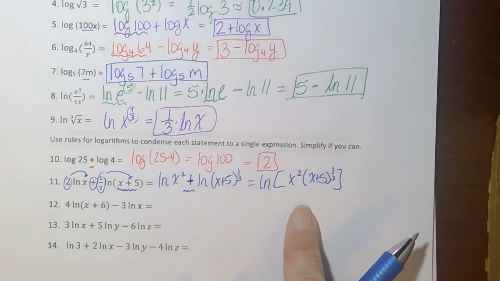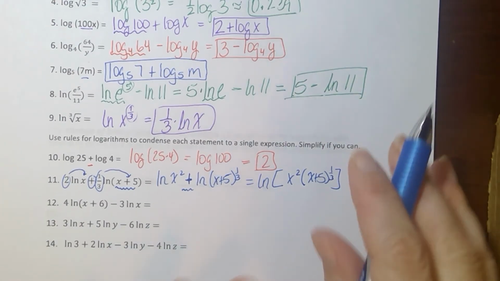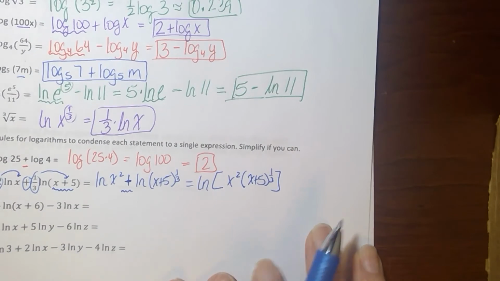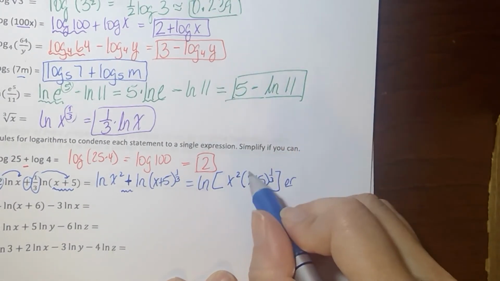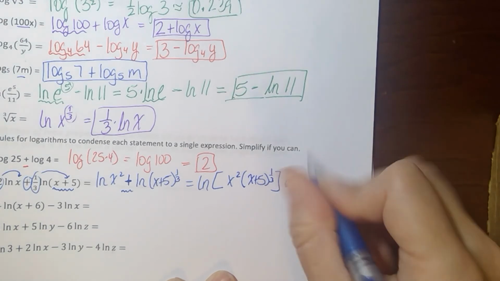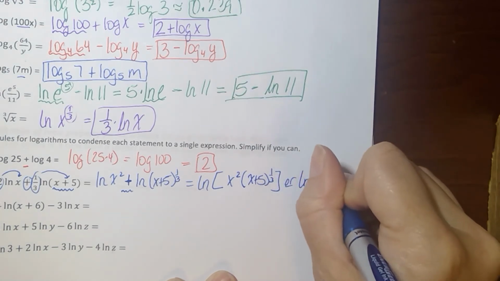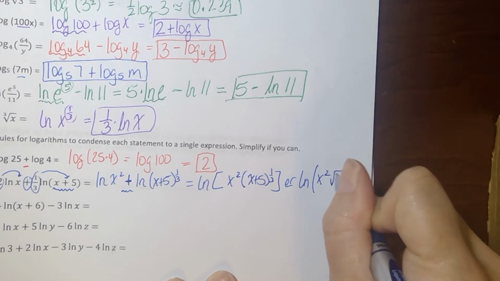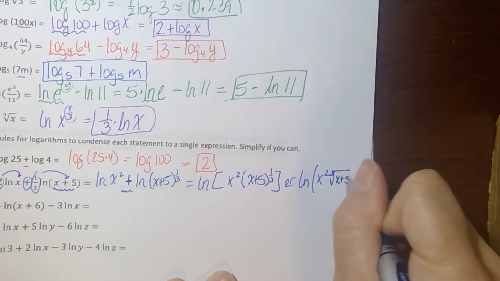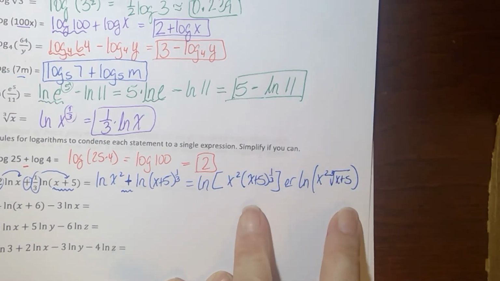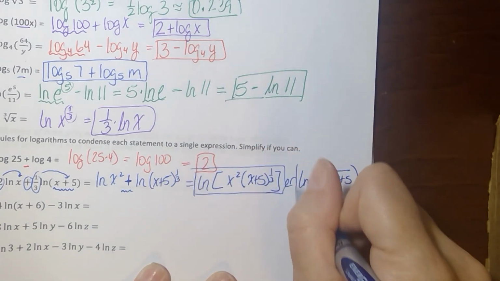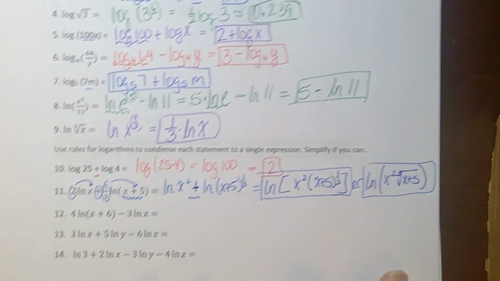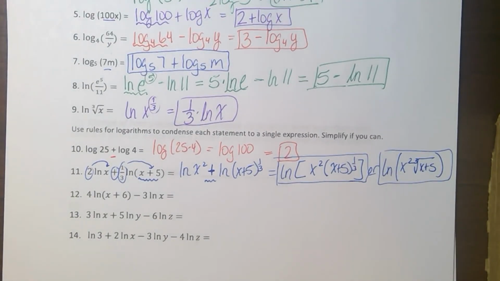I can be done. Or I could choose to rewrite that as, either one is fine. Natural log of x squared times (x plus 5) to the 1/3, or natural log of x squared times the cube root of x plus 5. Either one of these arguments is correct. It's not going to make any difference which way we answer it. My math lab is going to accept it either way. I accept it either way. Okay, sorry, that was a little lengthy.